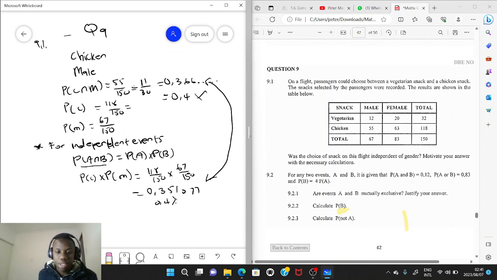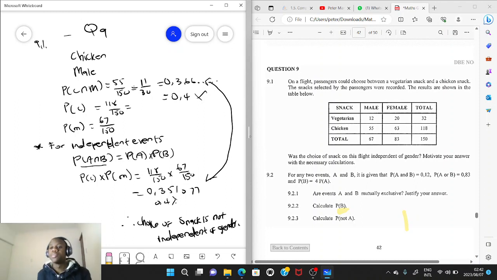So in this case, we'll say the choice of snack is not independent of gender. Now we have the last question being 9.2. 9.2 is our last question.